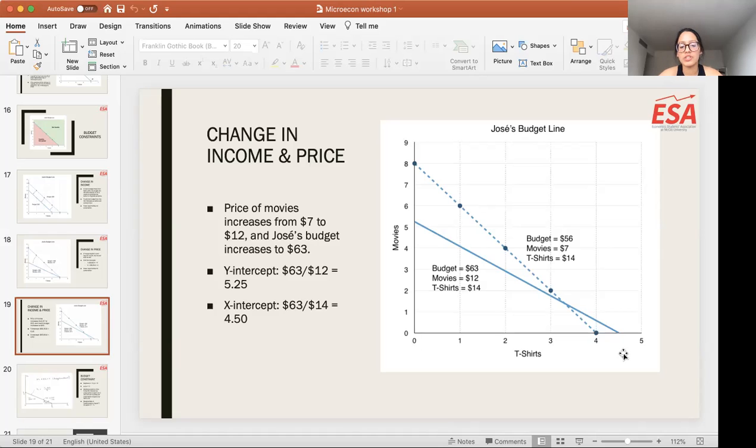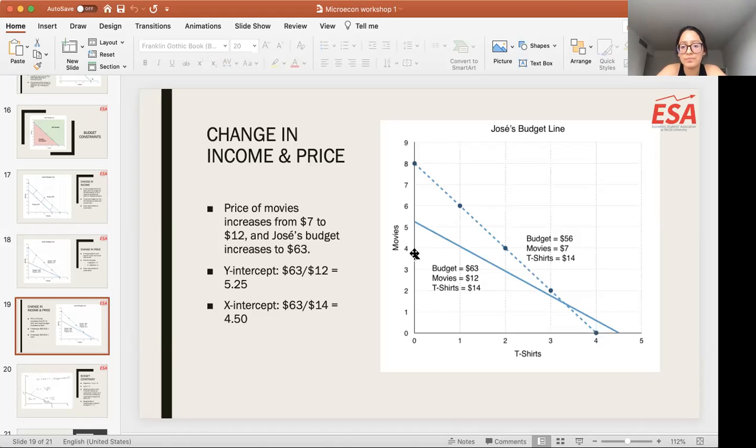And a lot of times in problem sets or questions, your professor or TA will ask you to plot a change in price and a change in income, and they'll give you the values. You should try to do it usually on the same graph so that you can visually see how the budget constraint has changed. Seeing it graphically all together makes it a lot more sense.